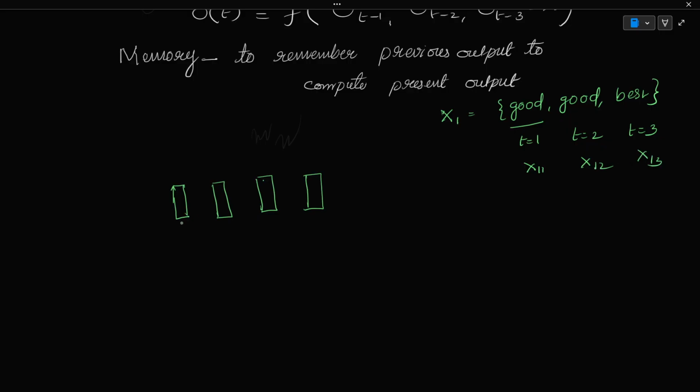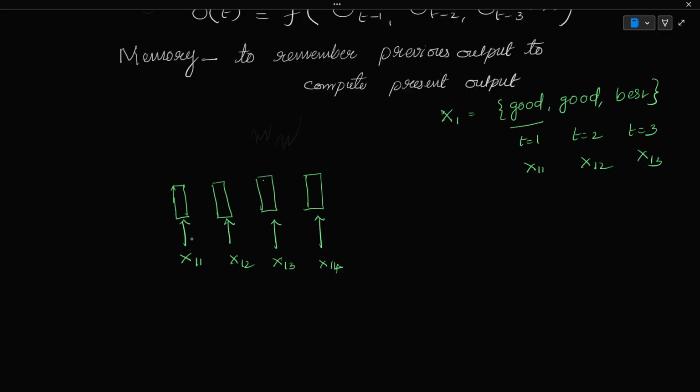Now what is happening here? I'm sending x11, and here at time 2, I'm sending x12, and here at time 3, I'm sending x13, and if there is more, I can send x14. So x is the input term.